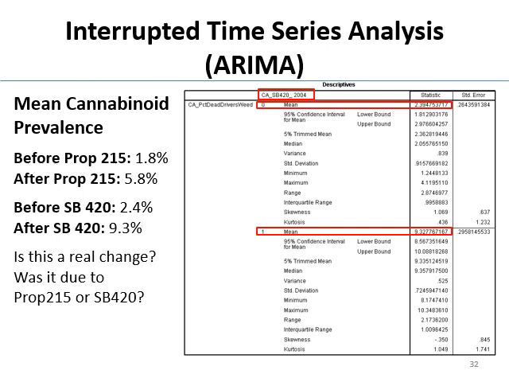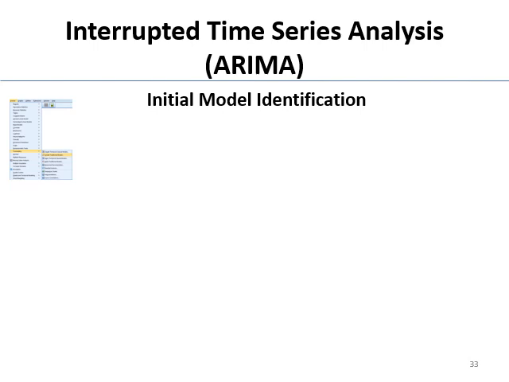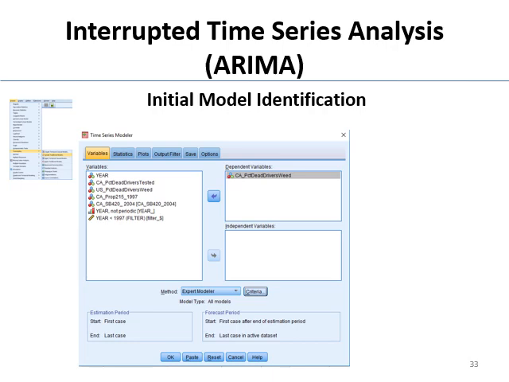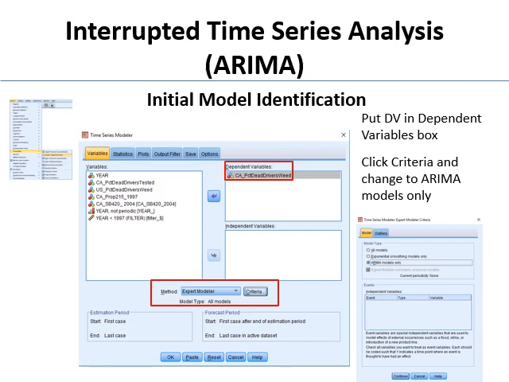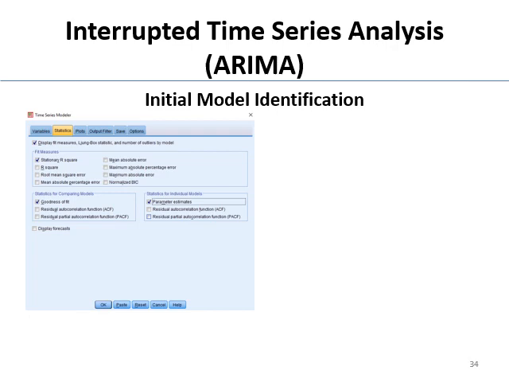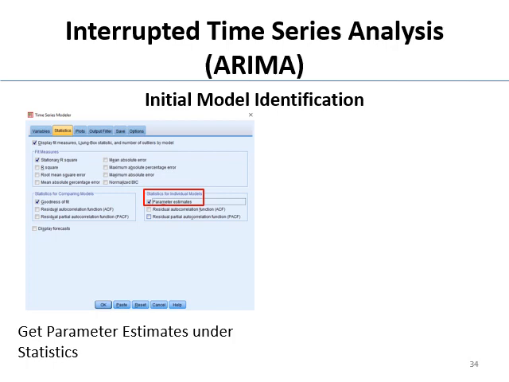So we're going to have SPSS identify our initial model. And here we've put California percent of drivers with weed in the dependent box. And we have clicked the criteria for an ARIMA, so we get only ARIMA models. And in this little box here, we've said ARIMA only, so SPSS is going to go through and find us the best ARIMA model that can explain the sort of random variation, or noise anyway, that's in percent of drivers with weed in their blood. So for our initial model identification, we pick some additional things in here. We get parameter estimates under statistics, and we get fit values, residual ACF, and PACF under plots.